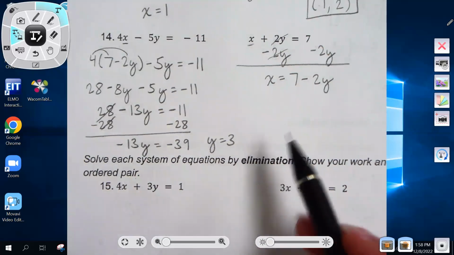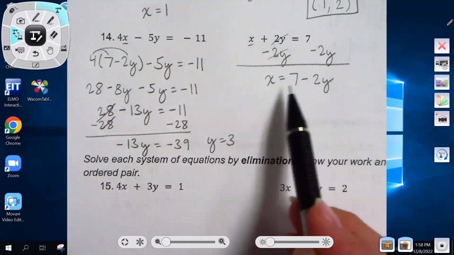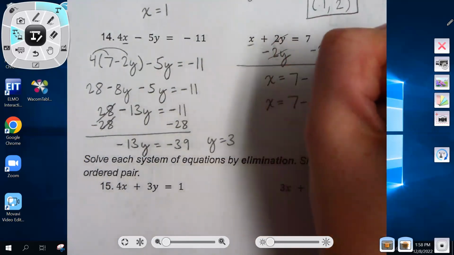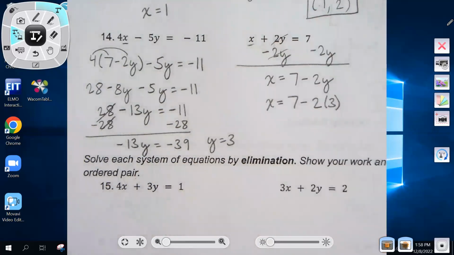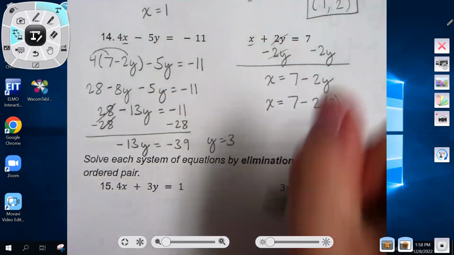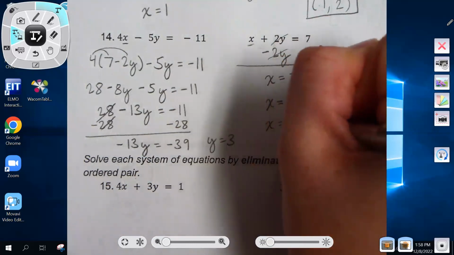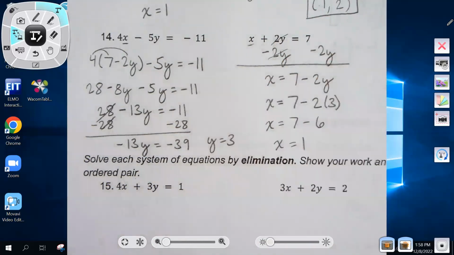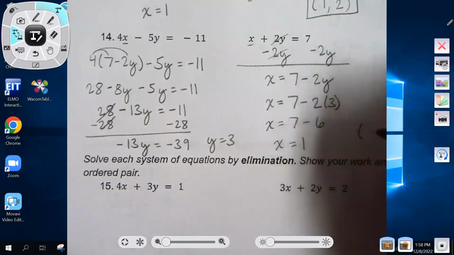Okay, now that we have y, we can go back to our equation that we already solved for x. Plug in our value for y. So x equals 7 minus 6, which is 1. Our solution for number 14 is (1, 3).